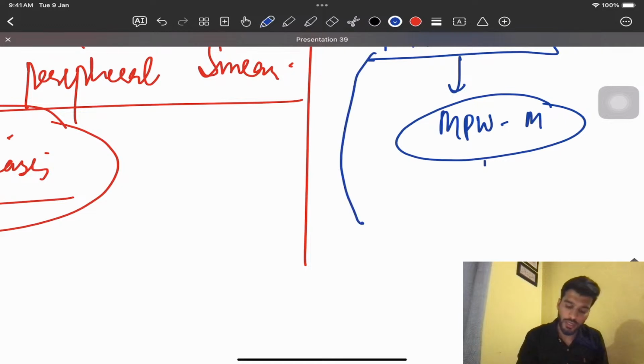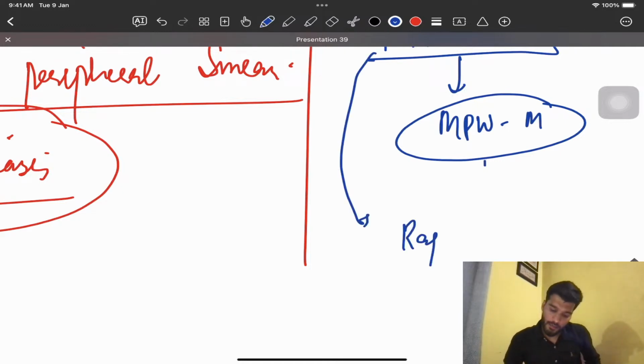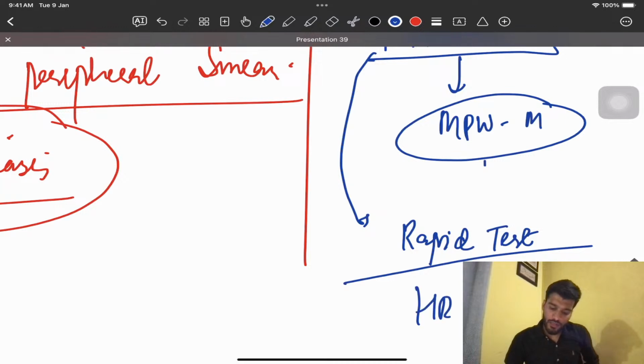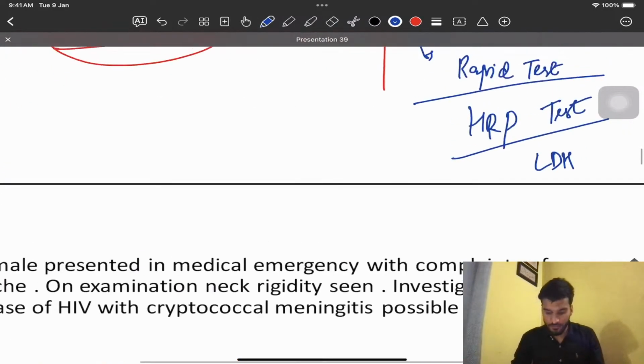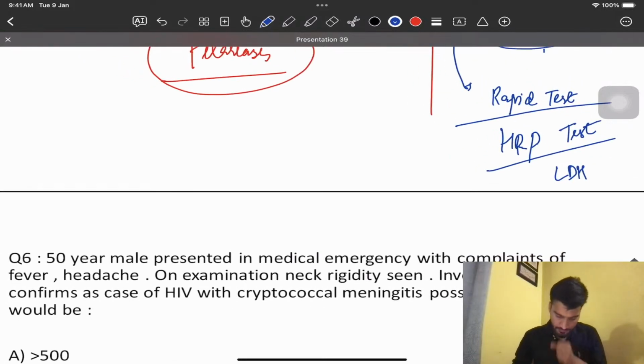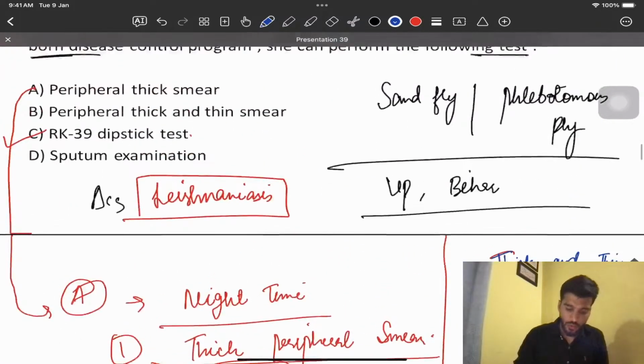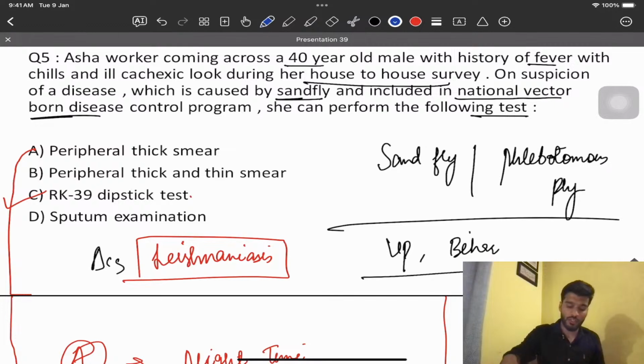We also go for one rapid test in the malaria. We also go for the rapid test called histidine rich protein test, and I also check LDH levels as well. That is for the malaria. Okay. So it was all about filariasis, guys. Leishmaniasis. So what is the drug of choice for leishmaniasis, guys?